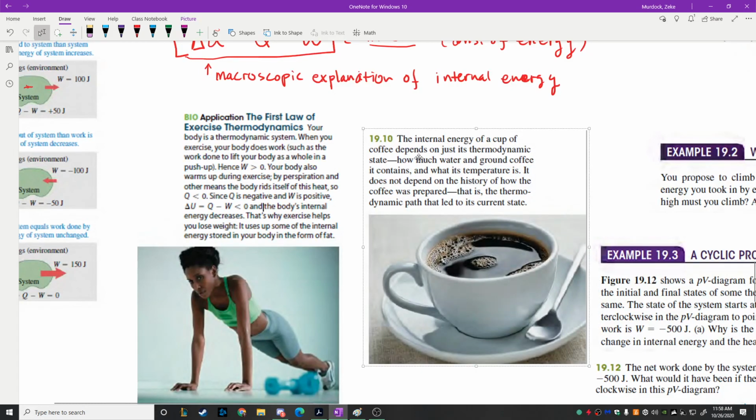I think this is another thing. Let's read what this one says. It says, the internal energy of a cup of coffee depends on just its thermodynamic state, how much water and ground coffee it contains, and what its temperature is. It does not depend on the history of how the coffee was prepared.